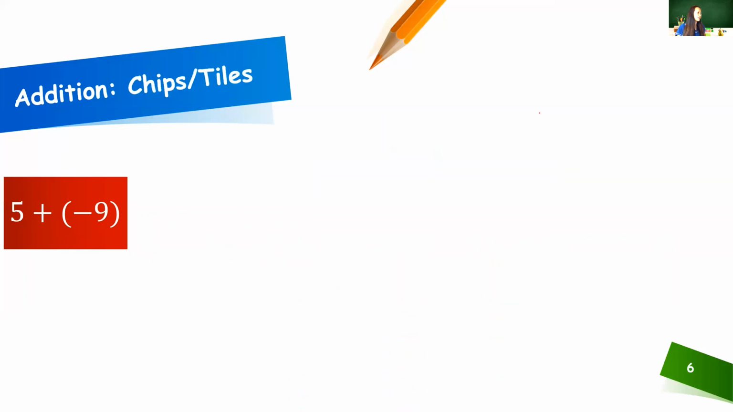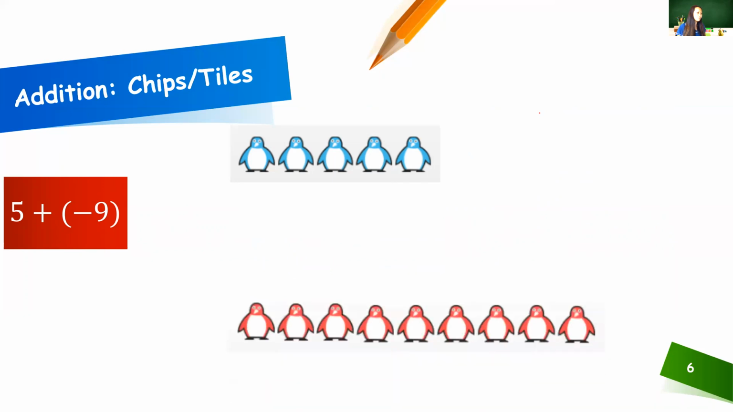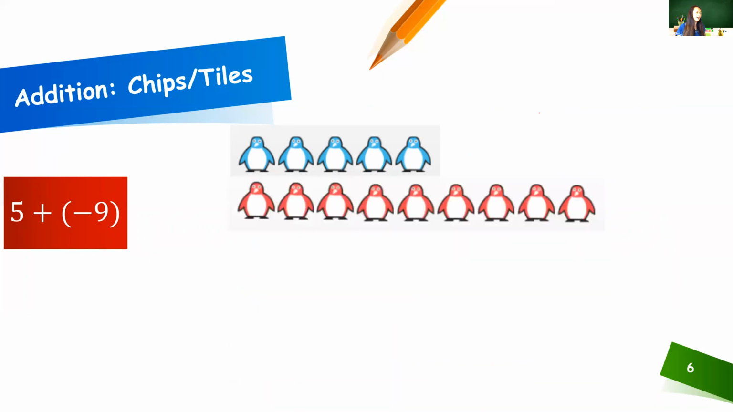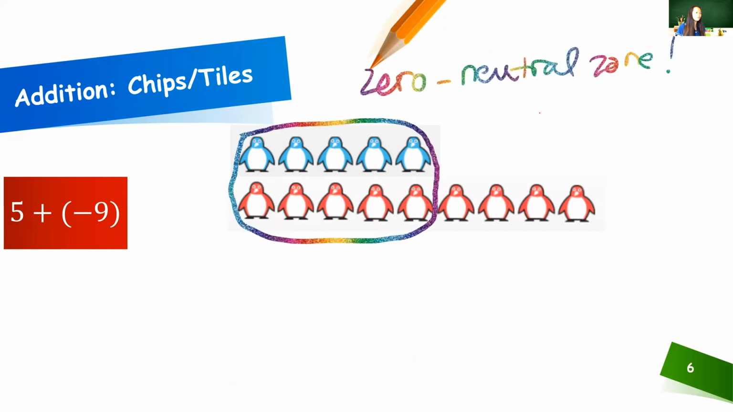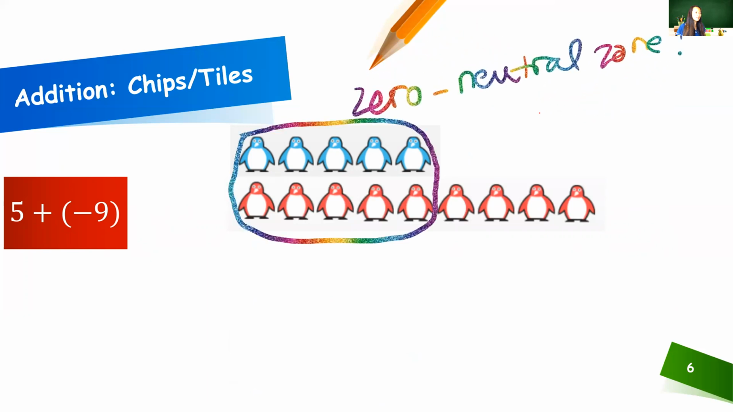Okay, let's try this. Visualize that. There are my 5 blue penguins again. What am I going to put together there? 9 red penguins. That's going to be 0. So I have 4 single red penguins left. Therefore, the sum of 5 plus -9 is -4.